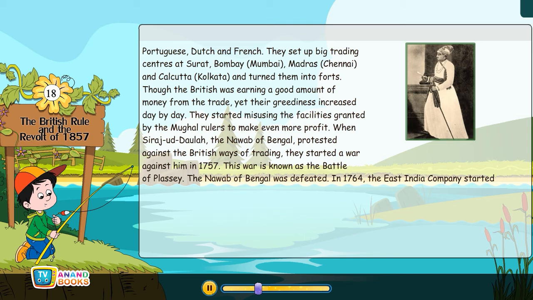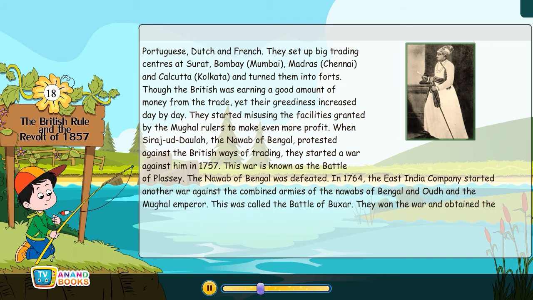In 1764, the East India Company started another war against the combined armies of Nawabs of Bengal and Awadh and the Mughal Emperor. This was called the Battle of Buxar. They won the war and obtained the right to collect revenue in Bengal. This made the company very powerful.